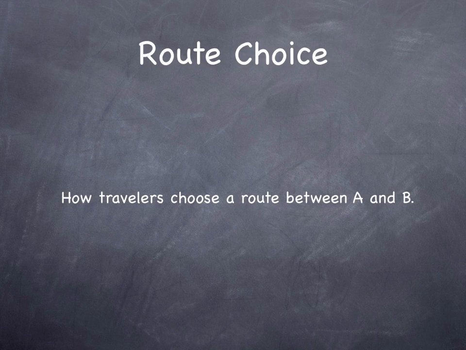So how do travelers choose a route between A and B? How do you decide which route to use? You might choose the shortest distance route, or the fastest, or shortest travel time route. The shortest travel time is a good starter hypothesis that's widely used. How do you know what the shortest route is?